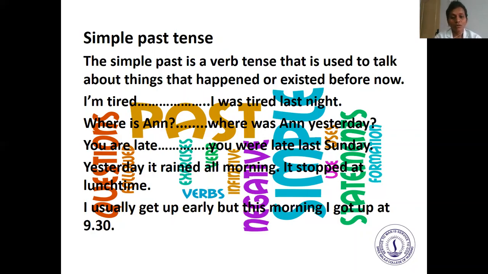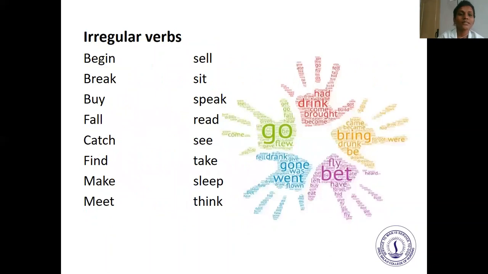Yesterday it rained all morning and it stopped at lunchtime. I usually get up early, but this morning I got up at 9:30. So get is the present tense and got is the past tense. See, these are the examples of irregular verbs.